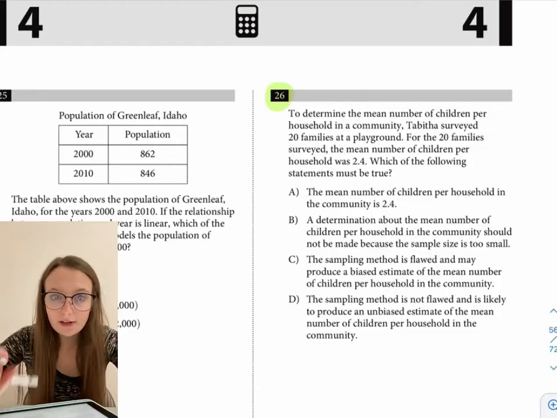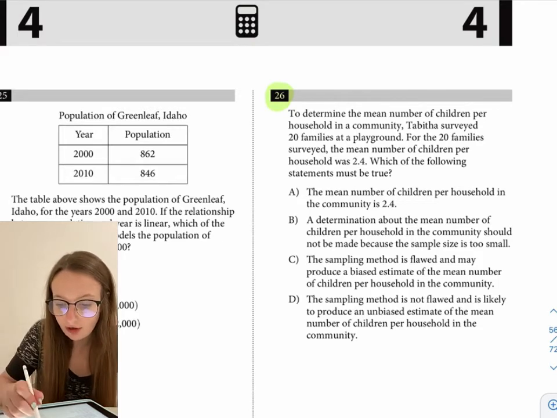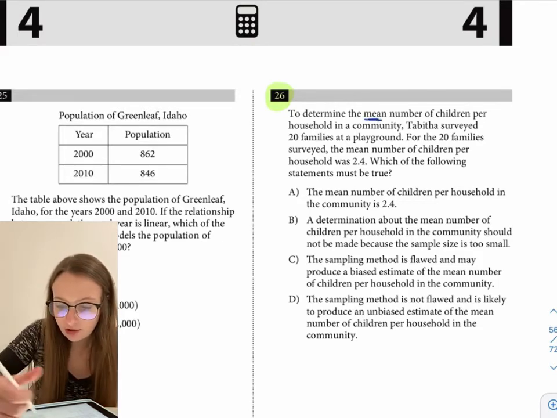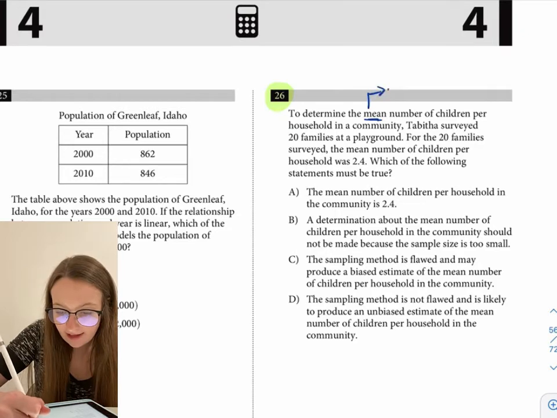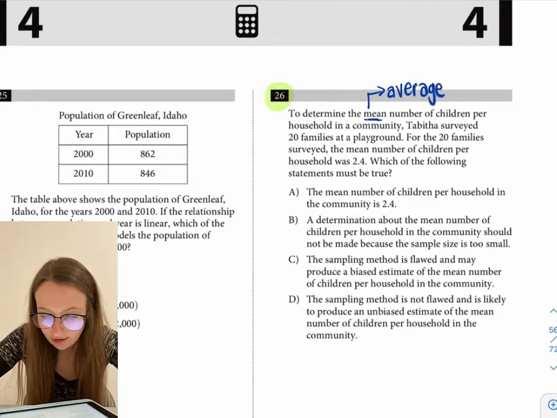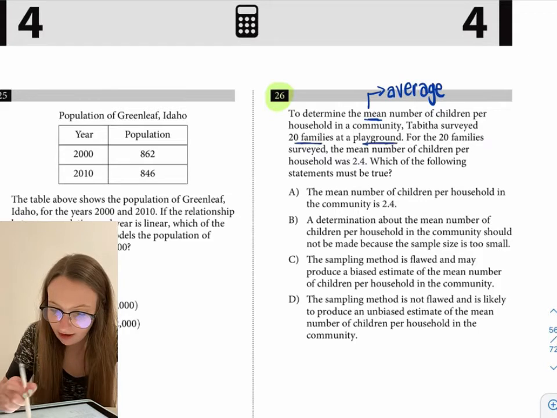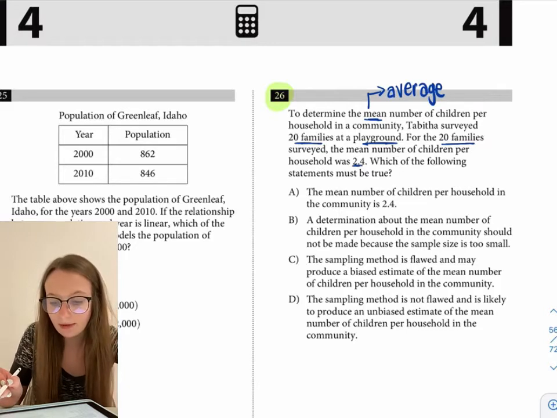All right, so we are first going to begin here with question number 26. To determine the mean number of children, a mean is just a fancy statistical way of saying average. So to determine the average number of children per household, Tabitha surveyed 20 families at a playground. For the 20 families surveyed, the mean number of children was 2.4. Which of the following statements must be true?